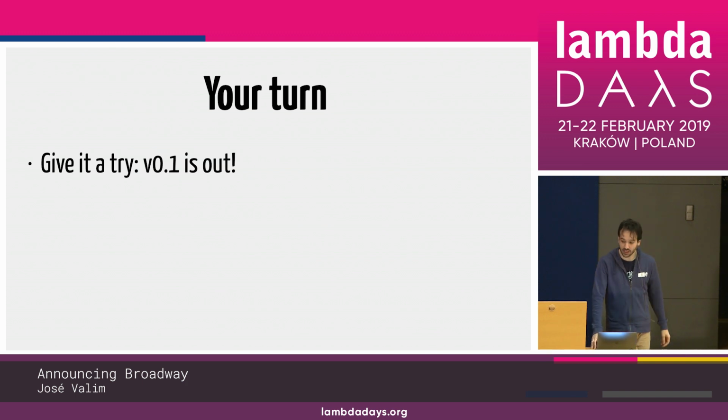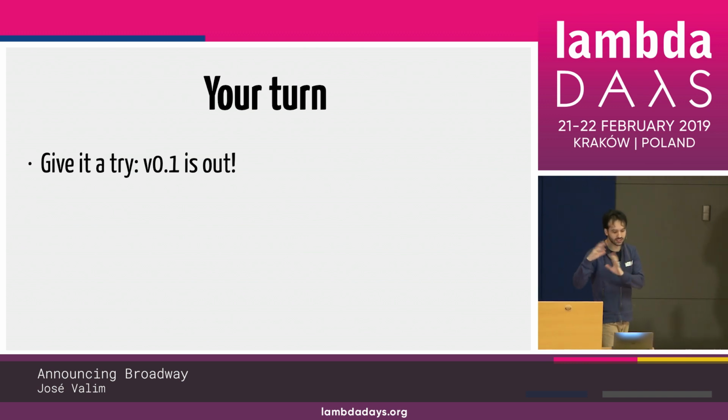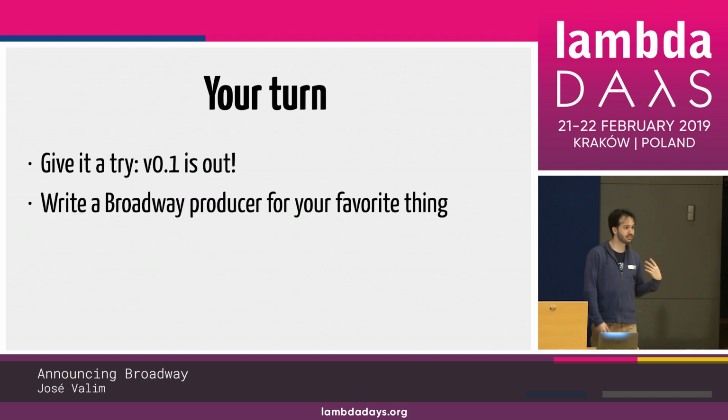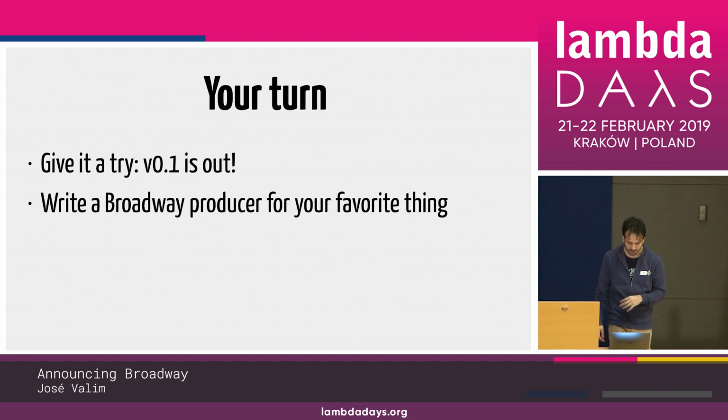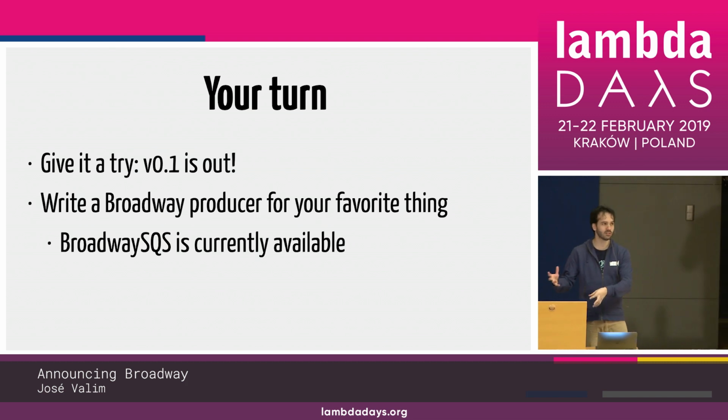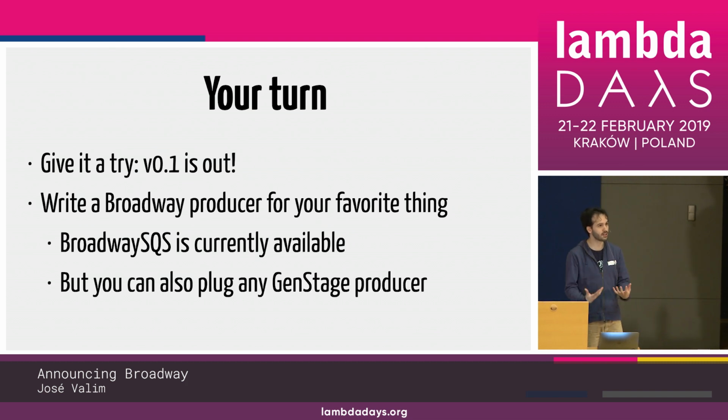And you can also write a Broadway producer for your favorite thing. So if you want to get data out of whatever system, you can write a Broadway producer for that. Right now, we have only Broadway SQS. We are working on the RabbitMQ one. I'm going to talk about it soon. But if you have a current GenStage pipeline with your own GenStage producers and you want to use Broadway, you don't have to worry because you can plug any GenStage producer inside Broadway. We have guide documentation. We are really proud of writing a lot of documentation, so we hope the documentation for Broadway is really, really good. But if it's not, let us know, and we'll improve that.